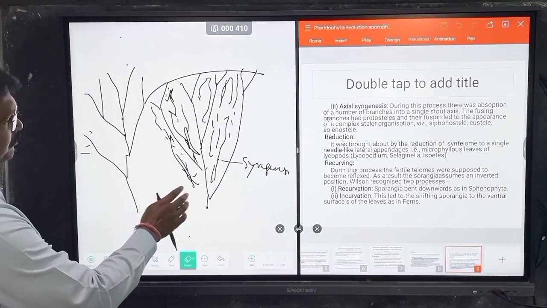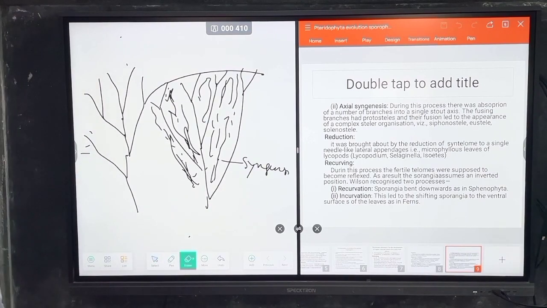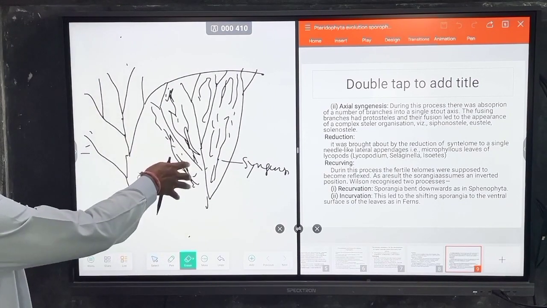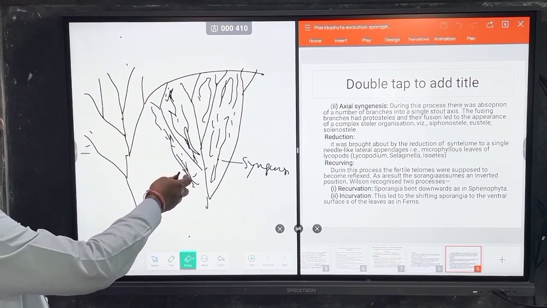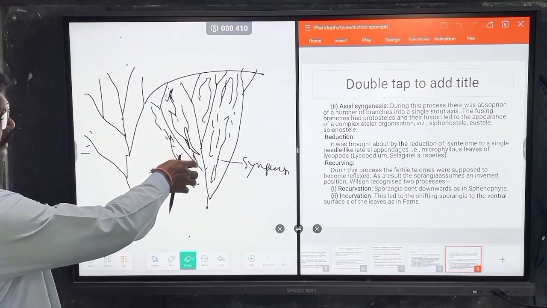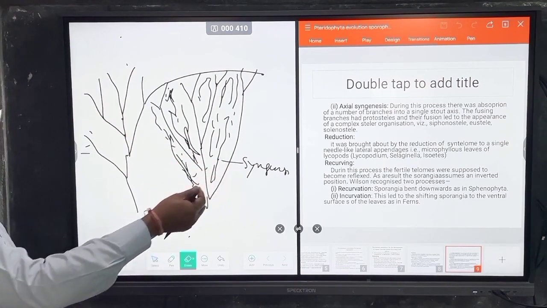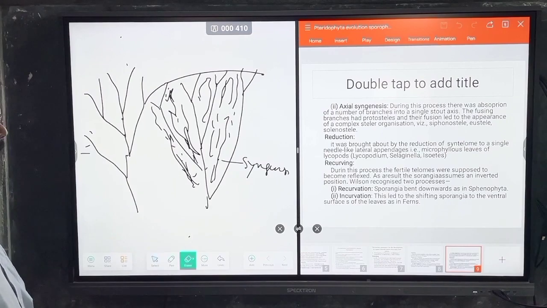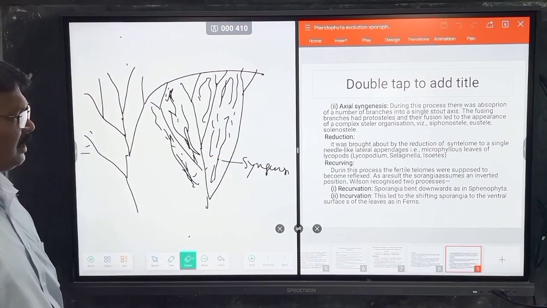Then the next one is reduction. It is brought about by the reduction of the telomes to a single needle-like lateral appendage, the microphyll. So all these things reduced and become needle-like leaves, like in Lycopodium and Selaginella.